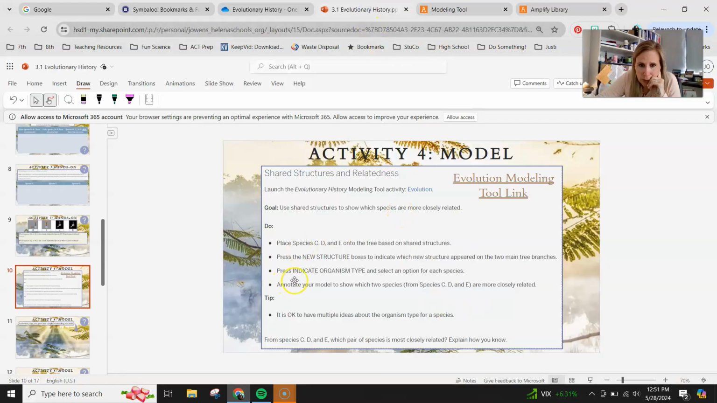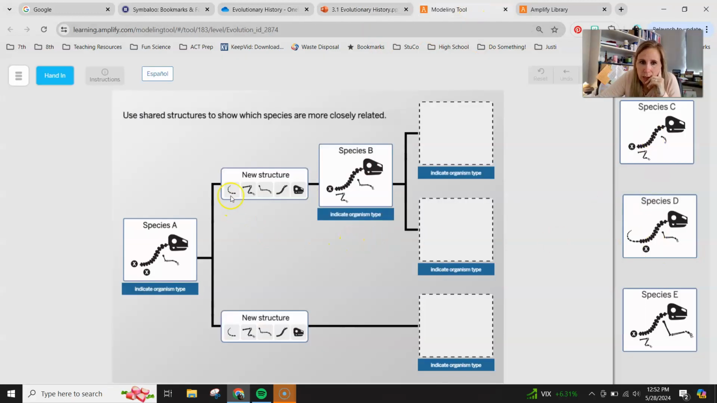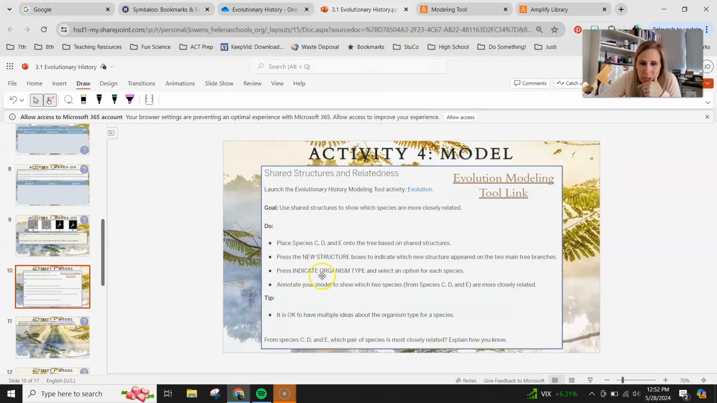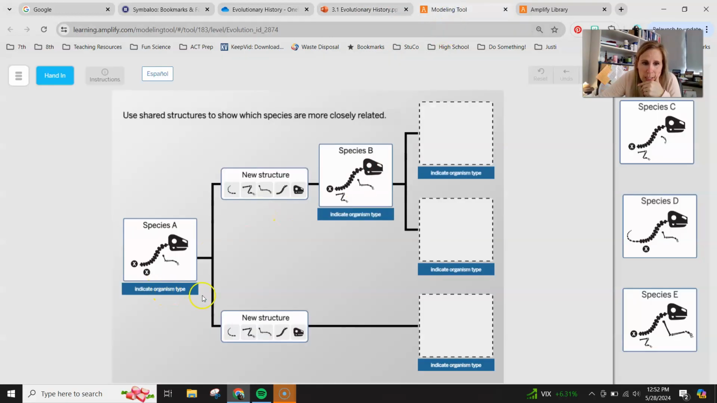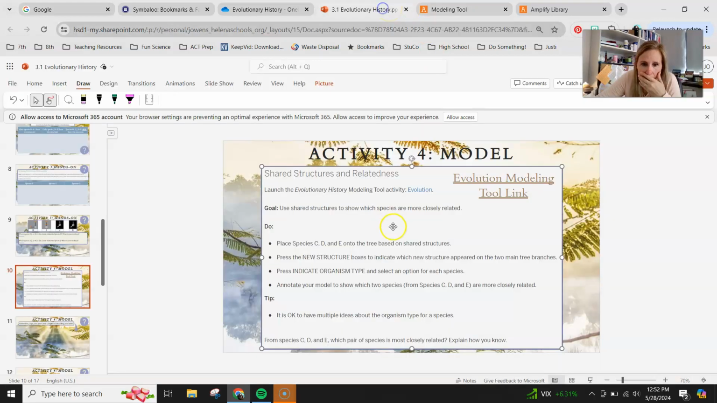Okay. Press the new structure boxes to indicate which new structure appeared. Based on how you place those, you're going to go back and ask, what new structure evolved between this common ancestor and this descendant species? And then finally, as you've done in all of these, press indicate organism type and select an option for each species. I've got indicate organism type here, here, here, here, and here. I need to click on those and define them as either the common ancestor population or the descendant species. Then finally, annotate your model to show which species are more closely related. You guys don't have to do that.